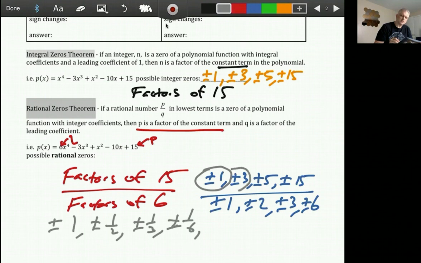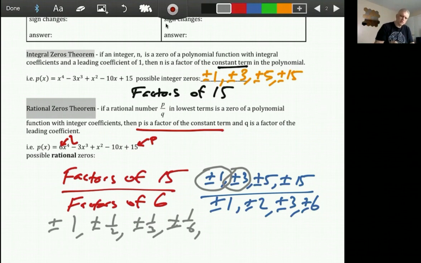If plus or minus 3 is the numerator, we got 3 over 1, 3 over 2, 3 over 3, 3 over 6. The only thing that I'm going to ask you to do when you give me your answer, two things. Number one, don't ever repeat your terms. You'll see what I mean in a second. And then secondly, make it nice. Go from lowest to highest.